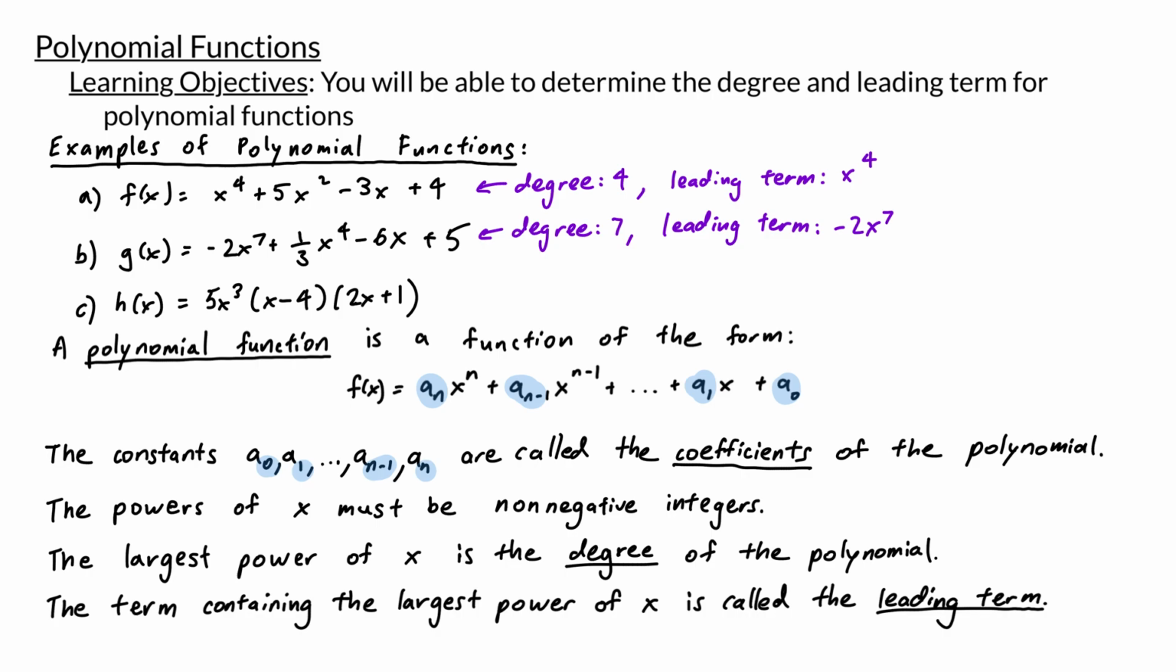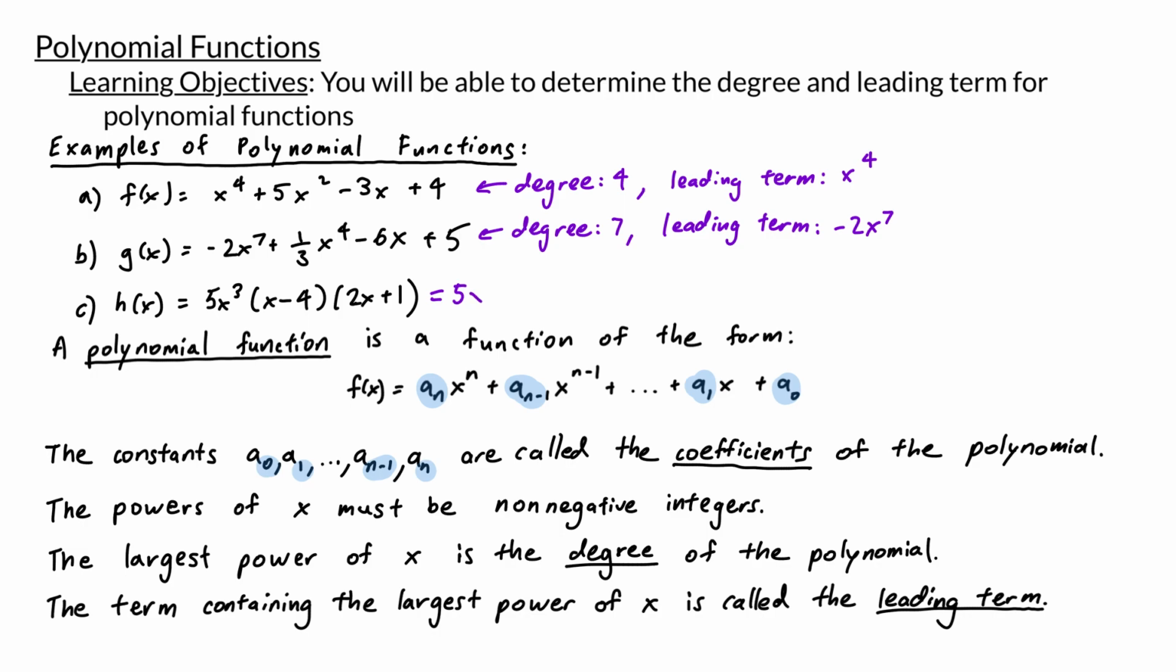For example C, we have h of x equals 5x cubed times x minus 4 times 2x plus 1. At the moment, it's a little bit difficult to identify the degree and the leading term because our polynomial is not written out as sums of powers of x. So first, we'll need to multiply out the polynomial so that it is a sum of different powers of x. To do that, I would start by multiplying out x minus 4 times 2x plus 1. We can multiply that out using the FOIL method.